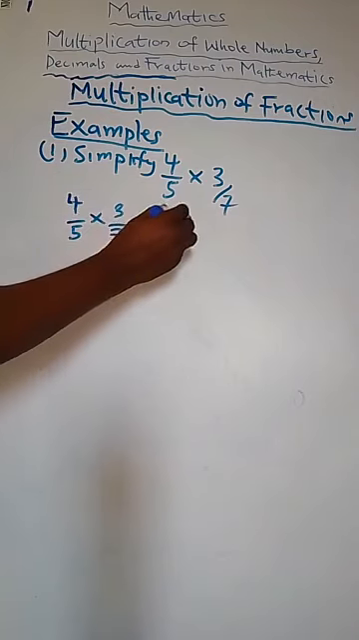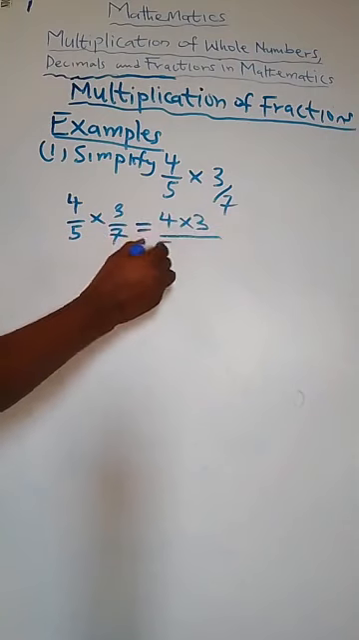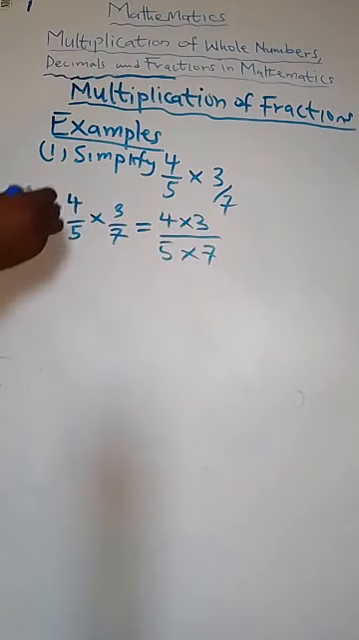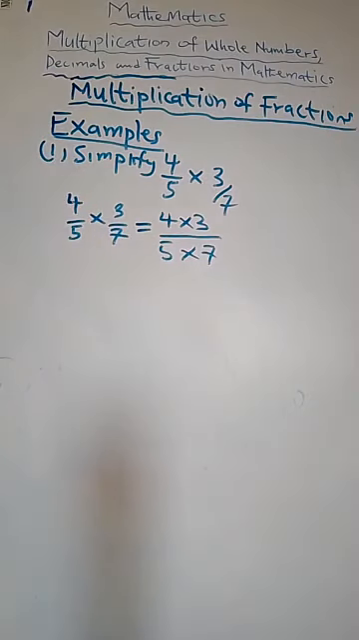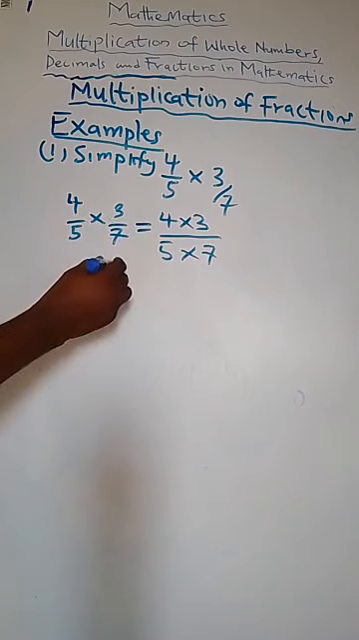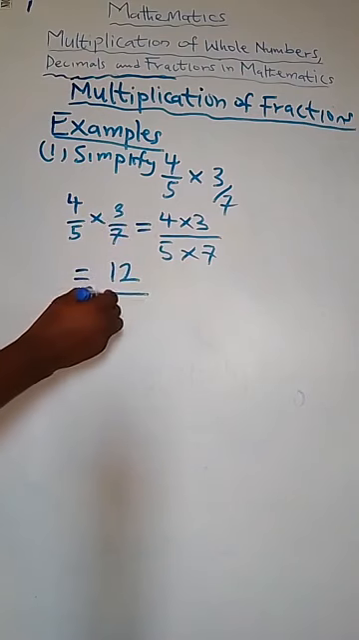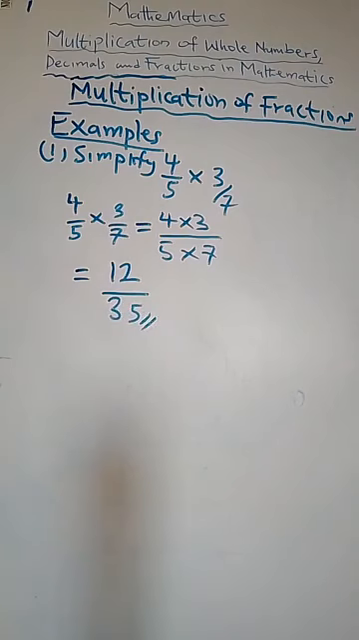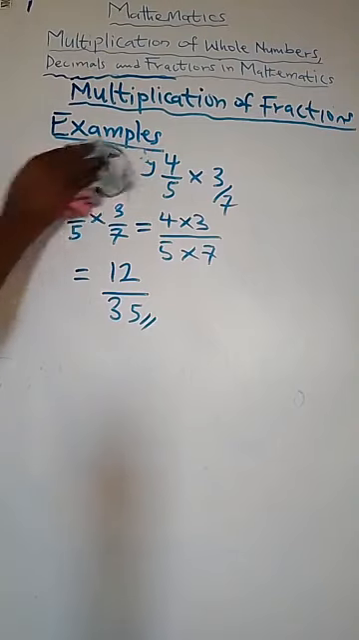You say 4 times 3 and 5 times 7. It is wrong to say 7 times 4 or 4 times 7 or 5 times 3 or 3 times 5. No, that is not the way to go. The way to go is numerator to numerator, denominator to denominator. So this will now be 4 times 3, 12, and 5 times 7, 35. And that is the final answer. This is an example of a proper fraction. Don't make mistakes. Now, let's look at another example.